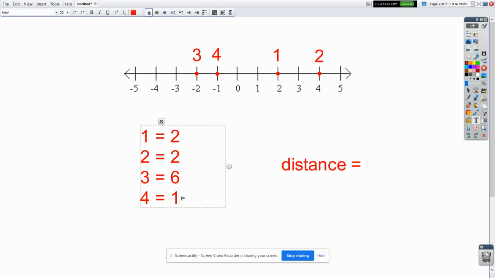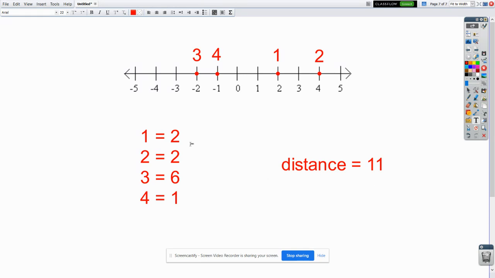Now to find the distance that our object travels, we'll simply add these four numbers together. So 2 plus 2 is 4, plus 6 is 10, plus 1 is 11. Our object has moved 11 units, 11 feet, meters, or whatever the number line would be scaled to.